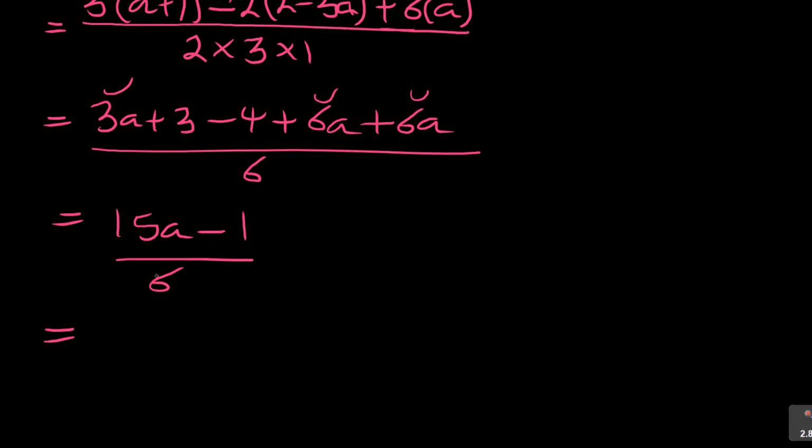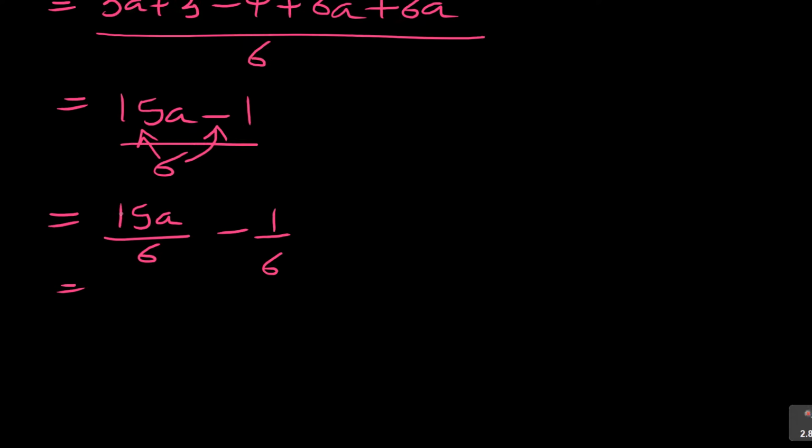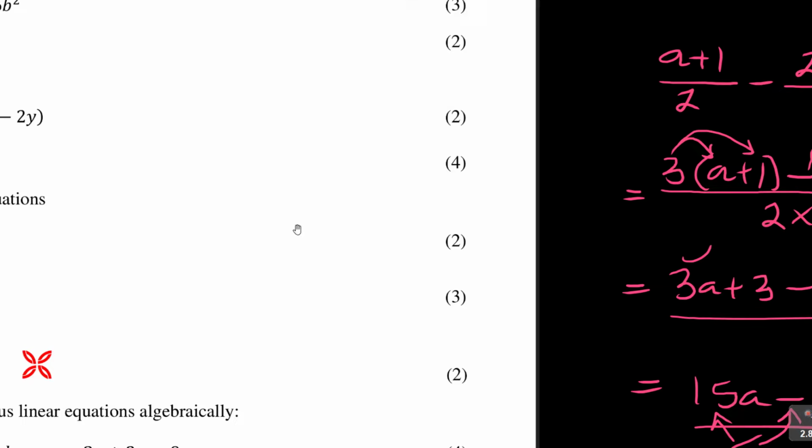If you can simplify further, the 6 affects each one of these, which is 15a over 6 minus 1 over 6. Then you can simplify that to say 3 into 15 is 5, 3 into 6 is 2, which is 5a over 2 minus 1 over 6. It means you have managed to simplify.